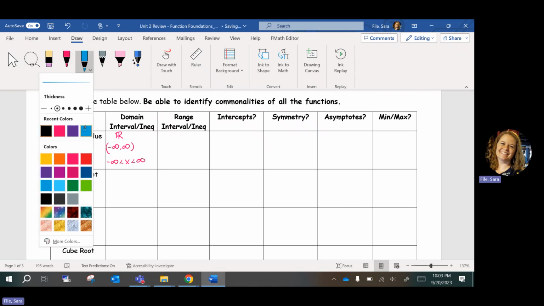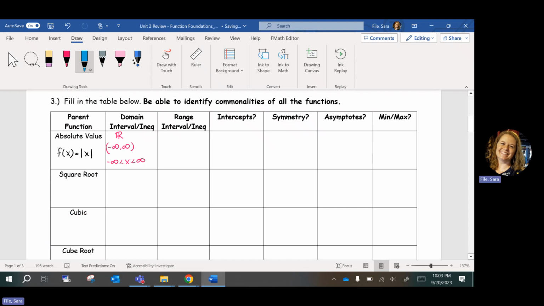Now the range for this one, I said was limited. It went from 0 up to positive infinity, but the 0 is a point on the function, so that's included. So when we write this, we would include the 0, but not the positive infinity.